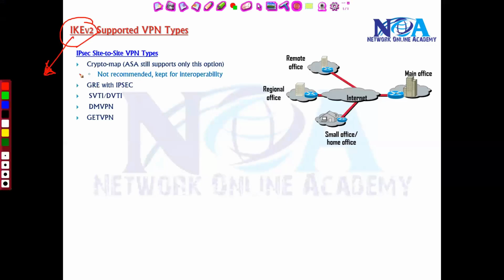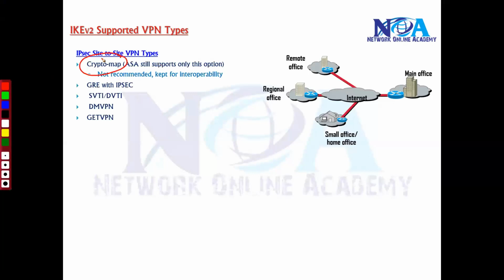Like I can use IKEv2 for supporting something like CryptoMap. Now CryptoMaps are the initial VPN configurations that we have seen. These are more specific to site options. You can configure something like interesting traffic, the phase 1 parameters, and phase 2 parameters, and then you apply the CryptoMap onto the interface.